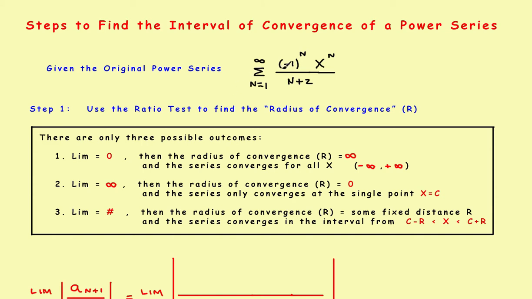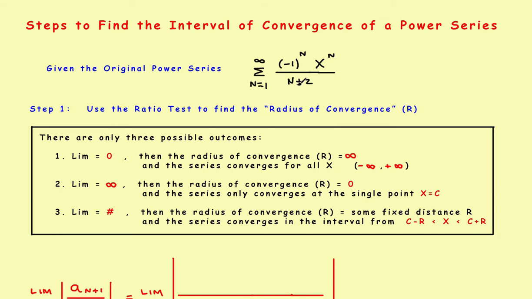Now, again, when you're trying to find the interval of convergence on a power series, the idea is that for some values of x, the series will converge, and for other values of x, the series will diverge. So you want to use the ratio test, as we've talked about in the previous videos, to try to identify what values of x will make the series converge.